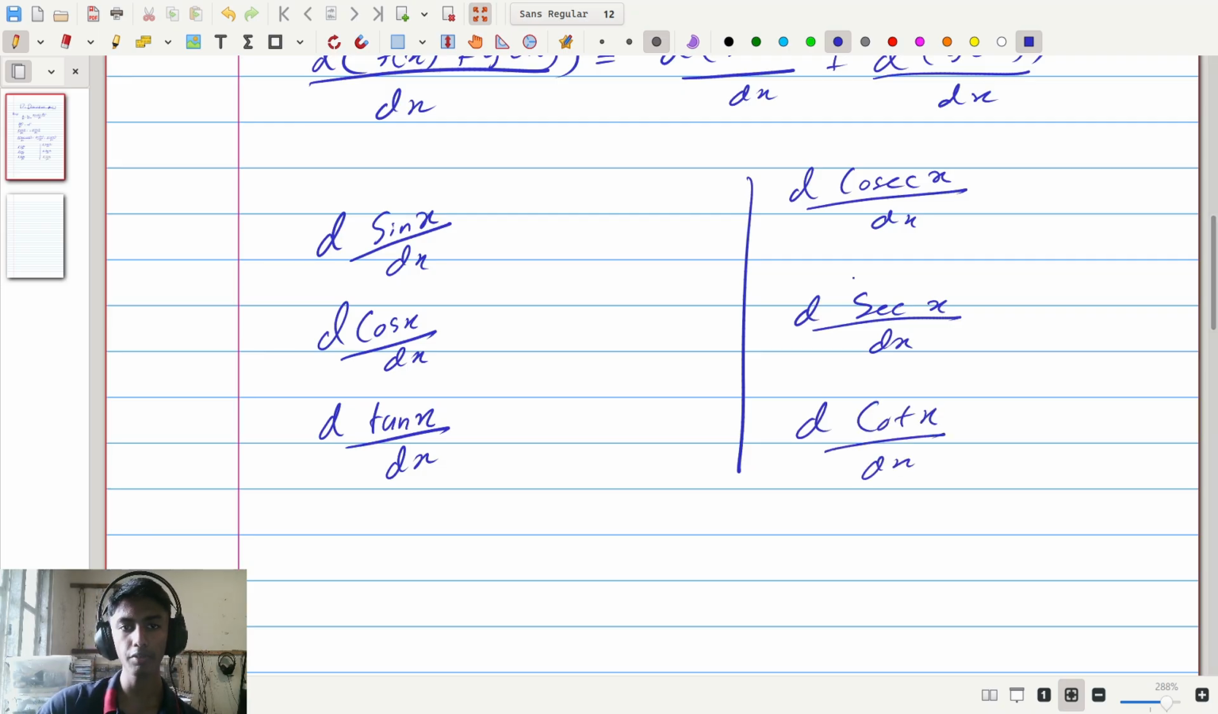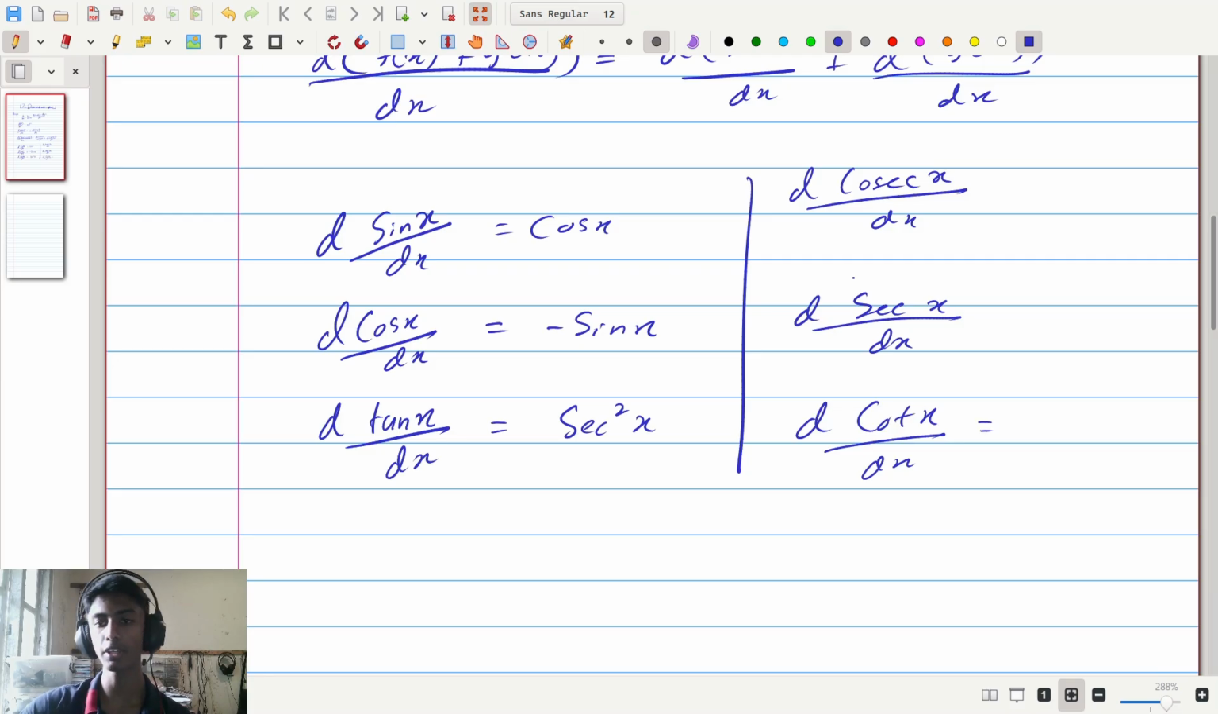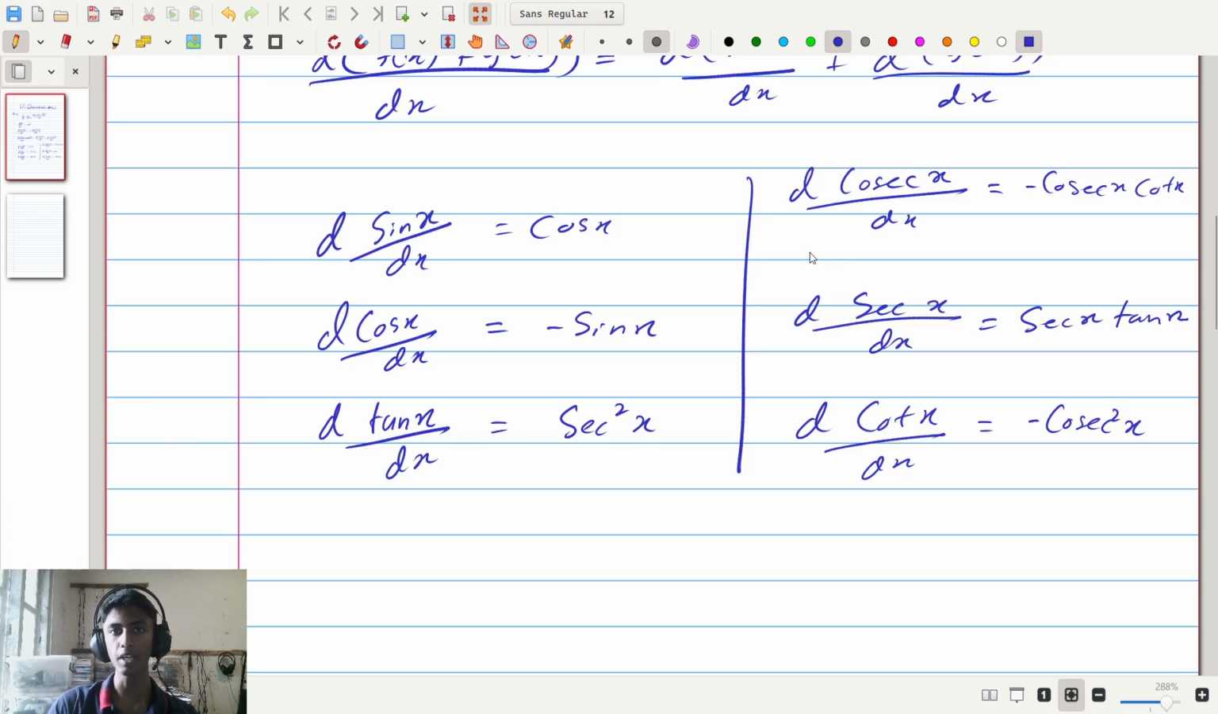The derivative of sine of x was found to be the cosine of x. The derivative of cosine of x was found to be the negative sine of x. The derivative of tangent of x was found to be the secant squared of x. Symmetrically, the derivative of cotangent of x was found to be negative cosecant squared of x. The derivative of cosecant of x was found to be negative cosecant of x cotangent of x. And the derivative of the secant of x was found to be the secant of x times the tangent of x. This is all we did previously.